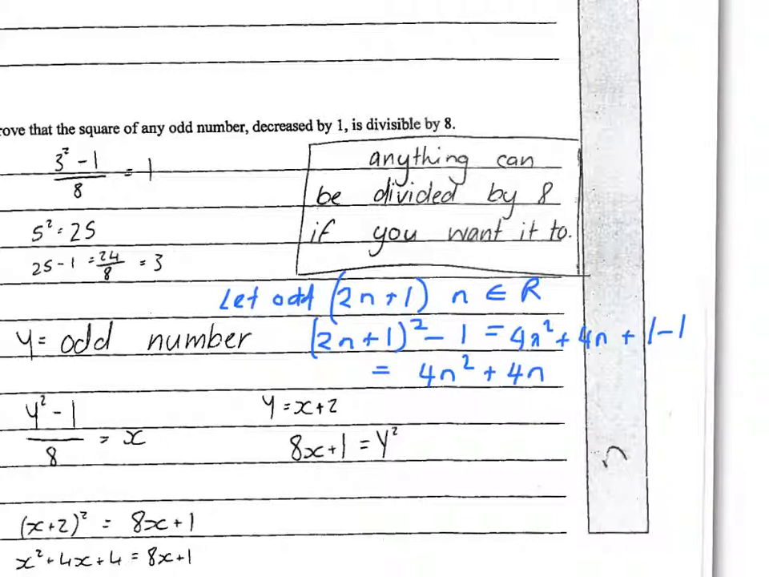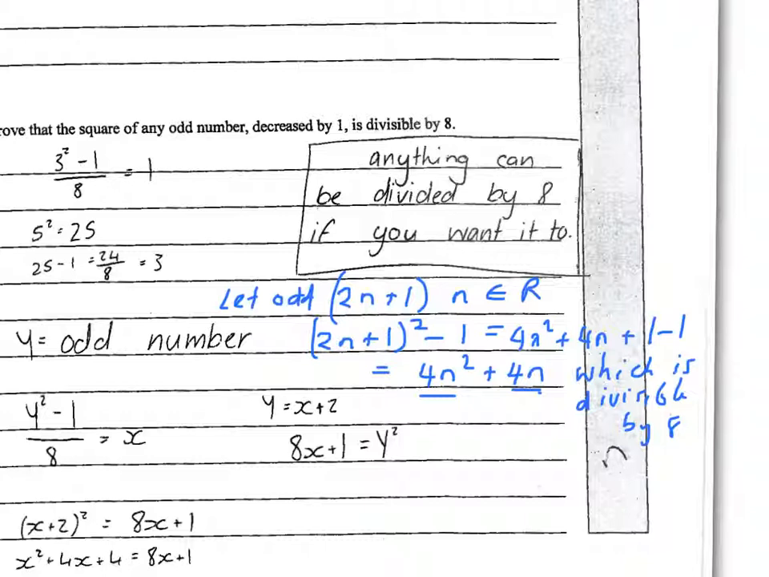Now, that means this is always divisible by 8, because we've got at least 2 lots of 4n here. One lot of 4n and another lot of 4n will be 8n, so it must be divisible by 8.